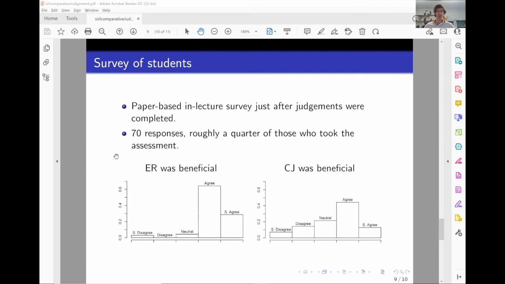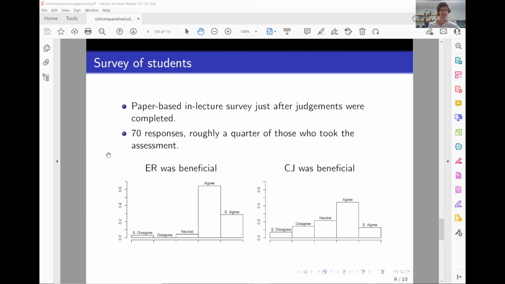One thing to point out briefly, I suppose, is surveying students as to what they thought about it. So in my second year probability module of about 250 students, I got responses on a paper-based survey as to whether they thought this kind of thing was beneficial. On the left-hand side, from the responses I've got, we can see that a very large majority agreed that looking at an extended response type question was a beneficial thing to do. However, on the right-hand side, we can see that their views on comparative judgment were perhaps a bit more mixed, but still overall fairly positive.